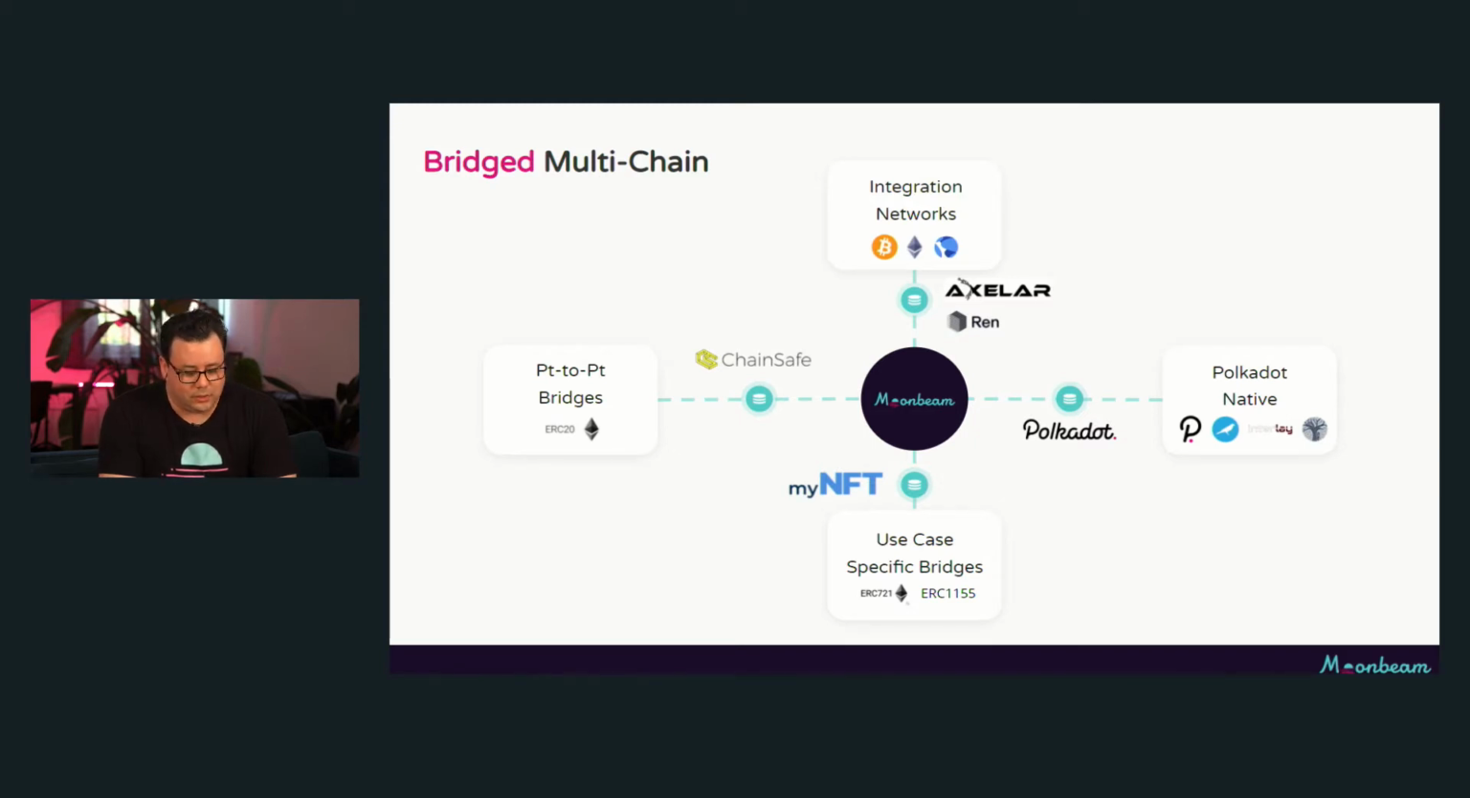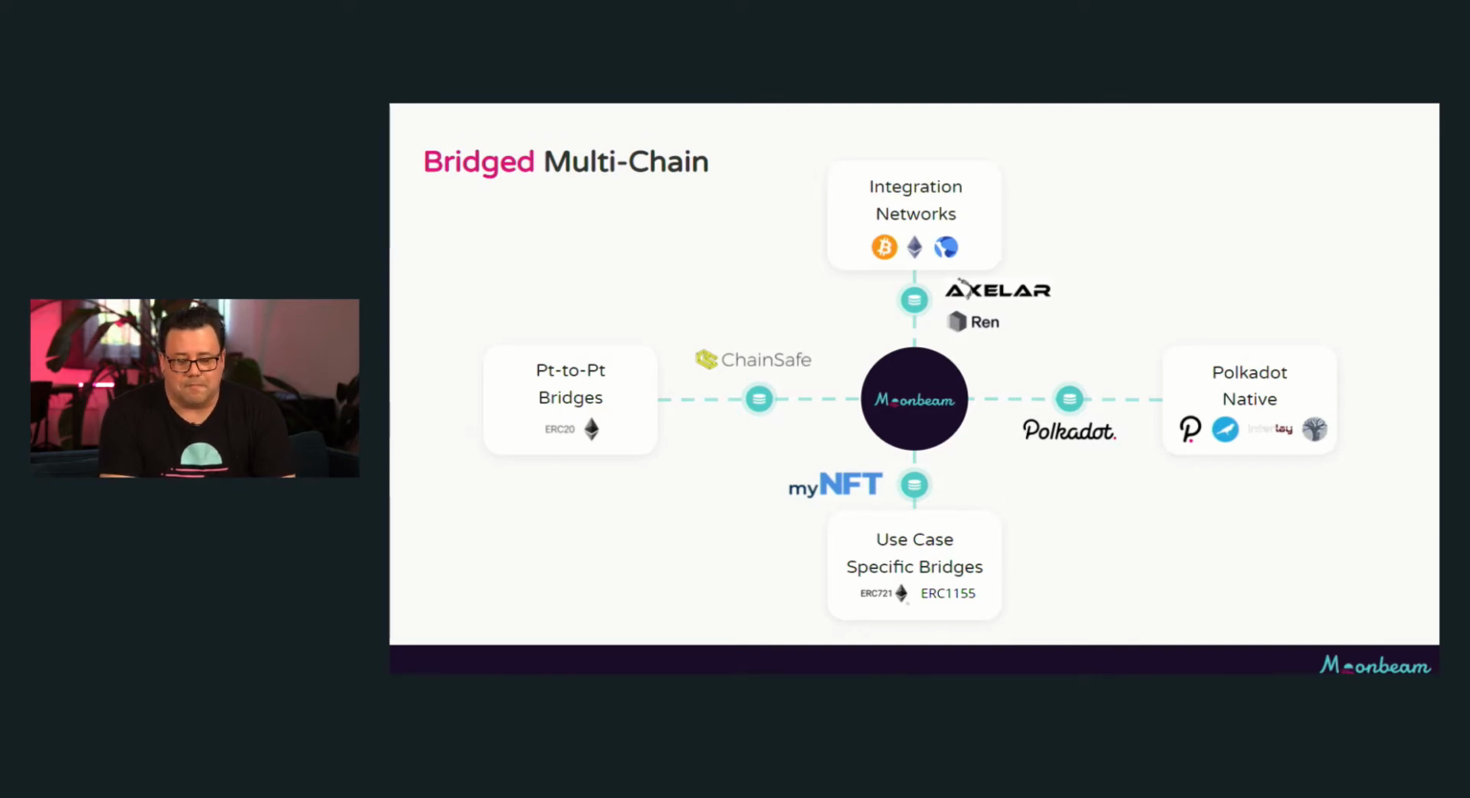Even to use Moonbeam as an example, we have several different categories of integrations here. We have point-to-point bridges, like our deployment of ChainSafe's Chainbridge to connect us back to the Ethereum mainnet. We have integration networks like Axelar and Ren that are multi-point integrations, right? They allow movement of assets from multiple different destinations to and from Moonbeam. Use case specific bridges, like we're partnering with a team at mynft.com to create a bridge that's specific to NFT use cases. And last but not least, as parachains come to life, the Polkadot native integrations are something that we're very, very excited by.